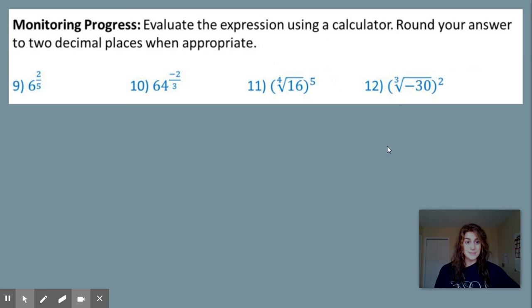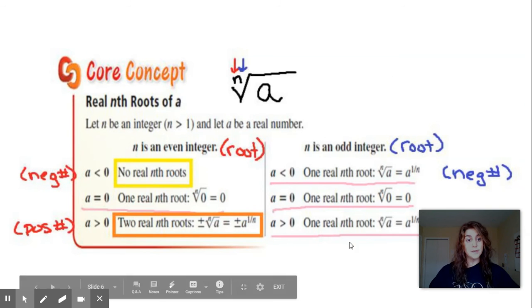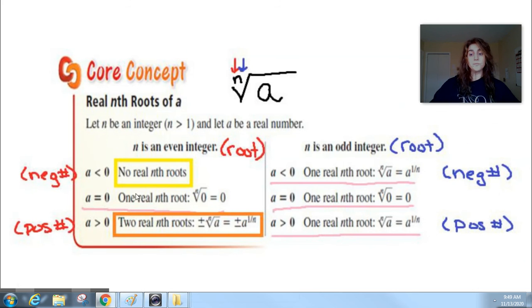And again, we'll go through these. It's all calculator work from there. Okay, now when we get into solving, we're going to need to keep in mind a few things.